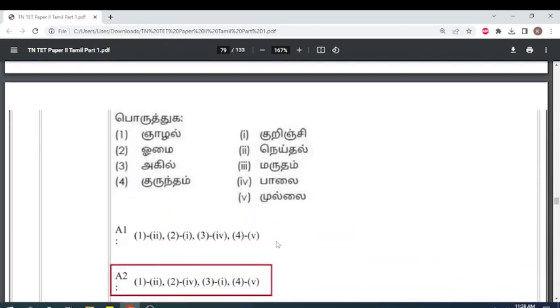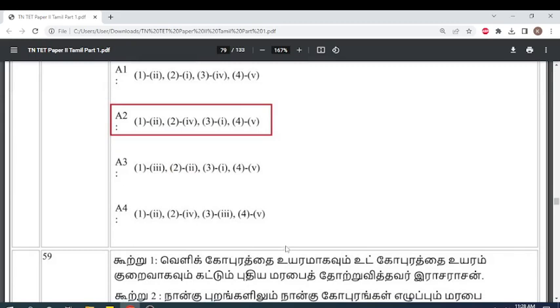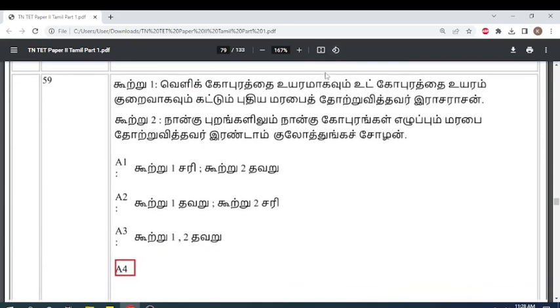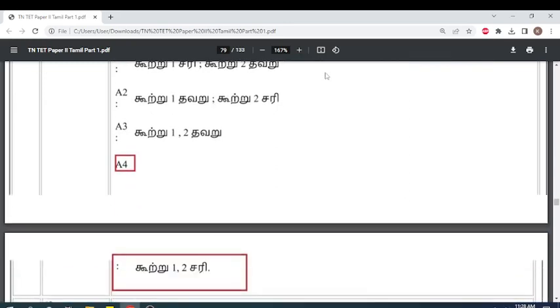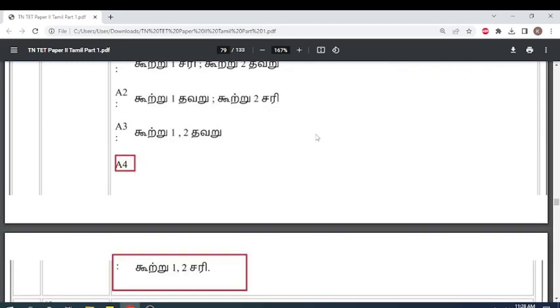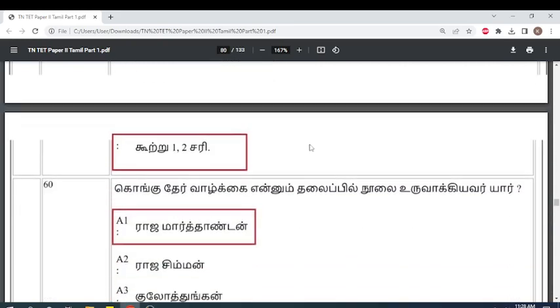58 question or answer A2. 59 question or answer A4. 60 question or answer A1.